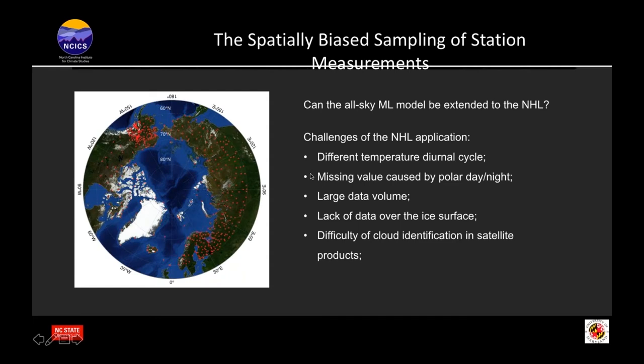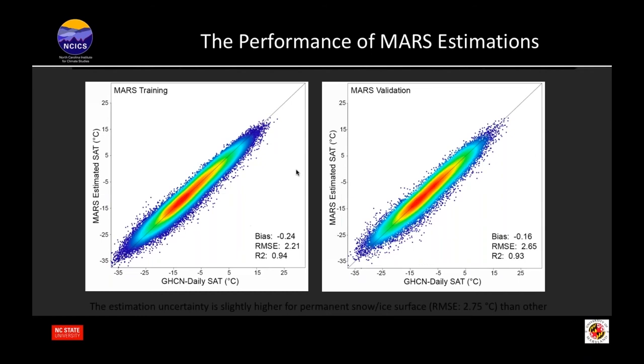Following on the previous success over the Tibetan Plateau, we further train the machine learning model over the northern high latitudes. This is the performance of our model. We can see the performance of this model becomes a little bit worse than the performance we see over the Tibetan Plateau, because in this region, for the permafrost zone and ice surface, we do not have much training data. So this goes back to the quality of the training data.